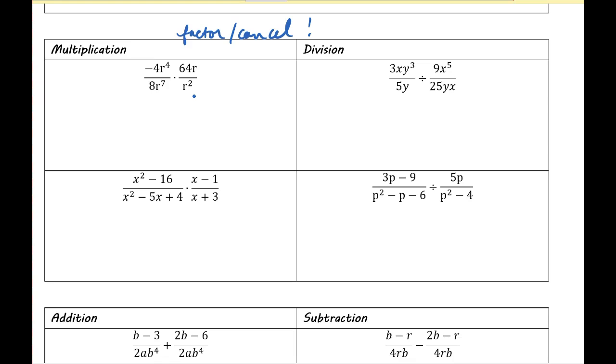So let me give you an example of what I'm talking about. I'm looking at this, and right off the bat, I notice that there's a -4 over 8. So I'm going to reduce that to a -1 over a 2. Because I'm just going to take a 4 out of both of those. Now, I also notice that there's an r to the 4th over r to the 7th. Well, you may remember your rules of exponents and how you are able to reduce those.